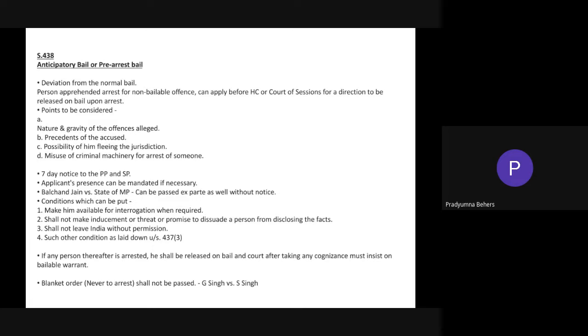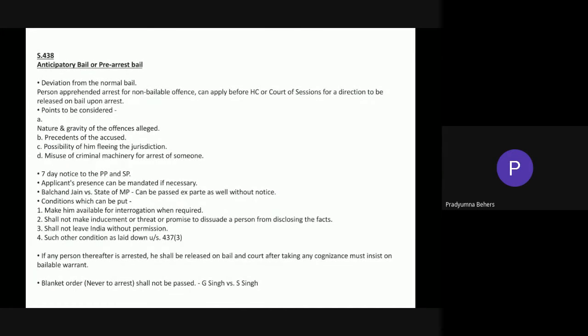The provision of 7-day notice to the PP and SP is there before actually giving it. This is a practice that is being done, that the 7-day notice is given to the PP and SP. Applicant's presence can also be made mandatory if necessary. But in Balchand Jain versus State of MP, it was said that anticipatory bail can be passed ex parte as well, without notice.